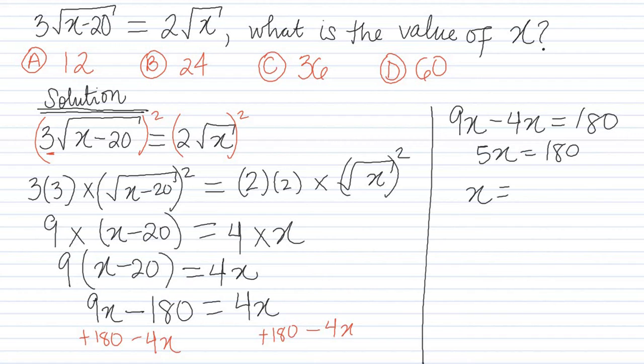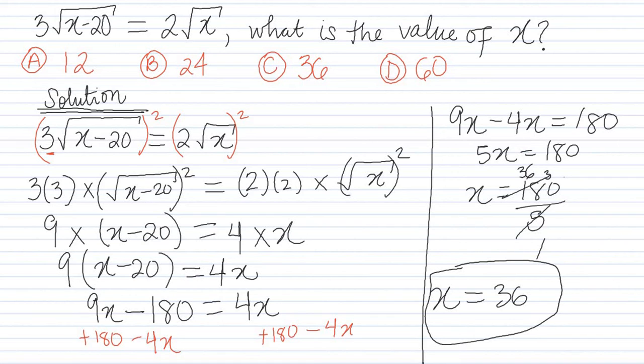So x equals 180 divided by 5. So 5 in 18, that's 3. It's going to have remainder 3. So that's 3 here. So 5 in 30, that's 6. So x equals 36. And this is how you solve this question using traditional methods. So our answer C equals 36.